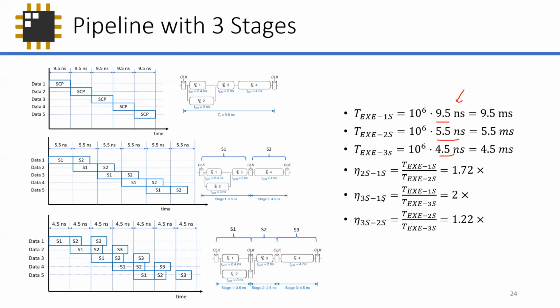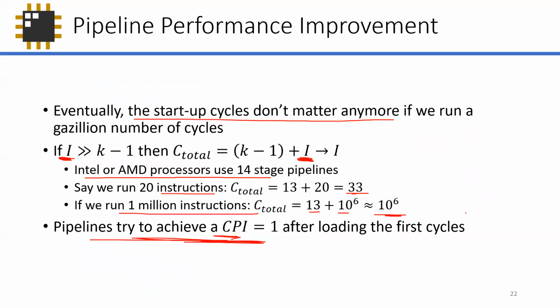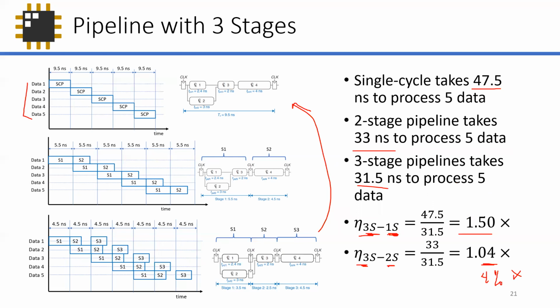And if you calculate the speedup, let's say you compare two stage to one stage, you get around 1.72 times improvement. If you compare three stage to one stage, you get 2 times improvement. Now, this 2 times improvement is realizable only if you run a million instructions. You could see three stage versus one stage here, as opposed to the one earlier, three stage versus one stage of 1.5 times that only processes 5 data.